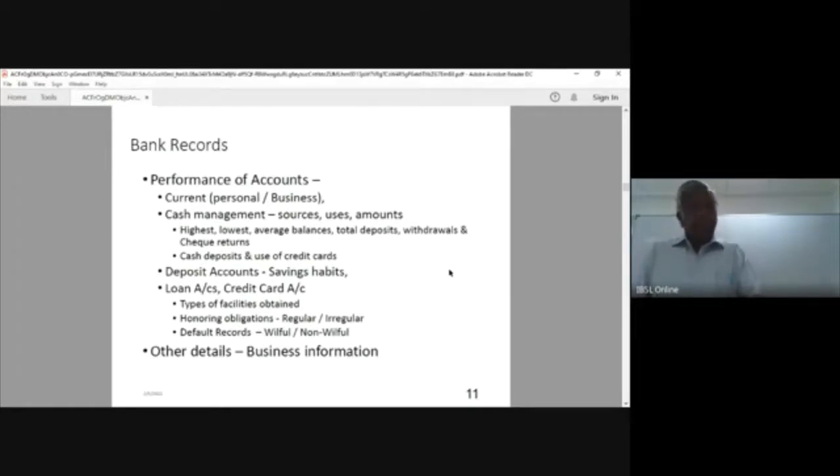Then in the case of loan accounts or credit card accounts, you have to analyze. You can collect information for you to analyze: types of facilities obtained, and honoring the obligation, whether they are regular or irregular.